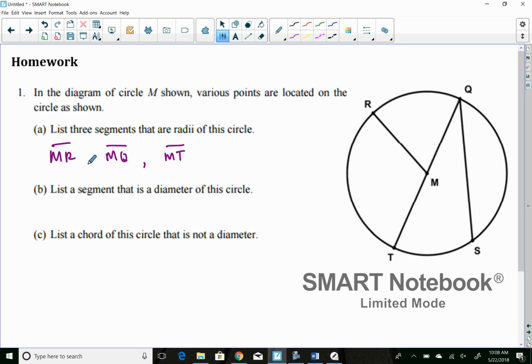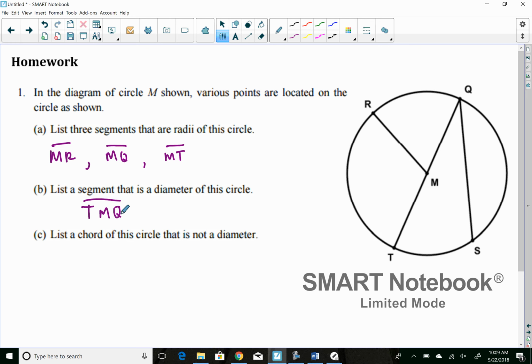One of the things that's important about radii is they're always going to have the center as one of the 2 endpoints. And then it says list a segment that's a diameter of a circle. So the diameter is going to be a chord, so it has 2 endpoints on the circle, but it's also going to pass through the center. So notice here's the center, so TMQ passes through the center, so we'll say TMQ. I could just say TQ, and if you did TQ, it's not wrong. I'm just going to include M so that we know exactly where it's passing through.